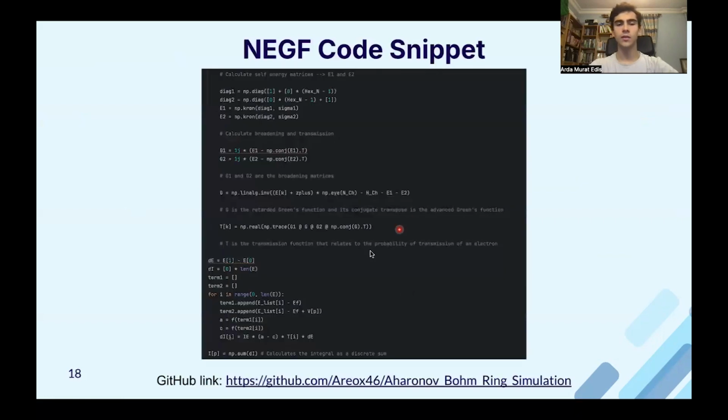And here is our code that calculates the current through the system, and it essentially does the same math as I showed you just now. You can also find our GitHub link down below.